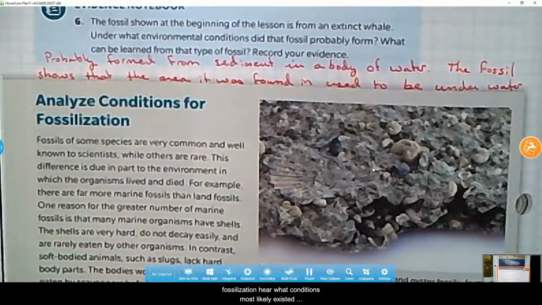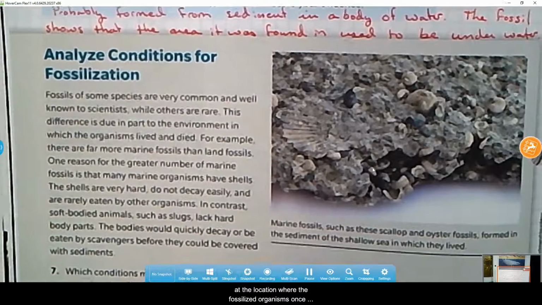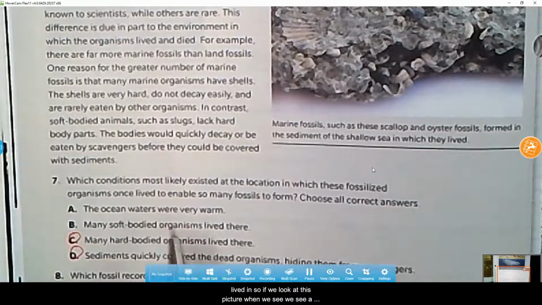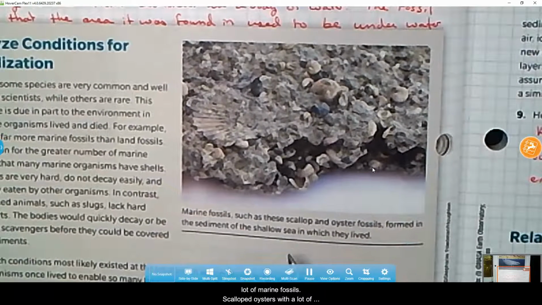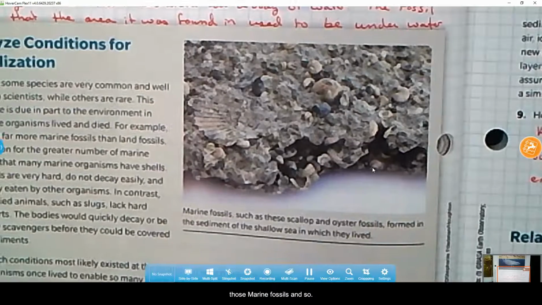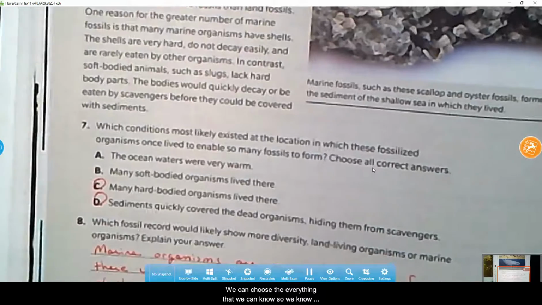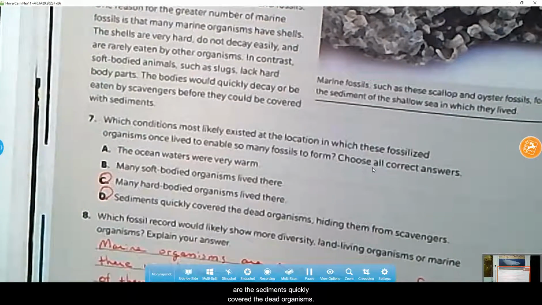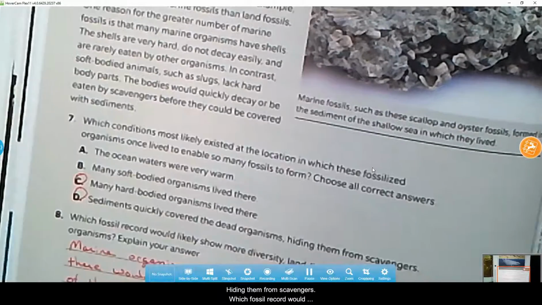Okay, and so if we look at analyzing the conditions for fossilization here, what conditions most likely existed at the location where the fossilized organisms once lived? If we look at this picture, what do we see? We see a lot of marine fossils. We see scallops, we see oysters. We see a lot of those marine fossils. And so we can choose everything that we can know. We know that there are many hard-bodied organisms that lived there. We know that sediments quickly cover the dead organisms, hiding them from scavengers.